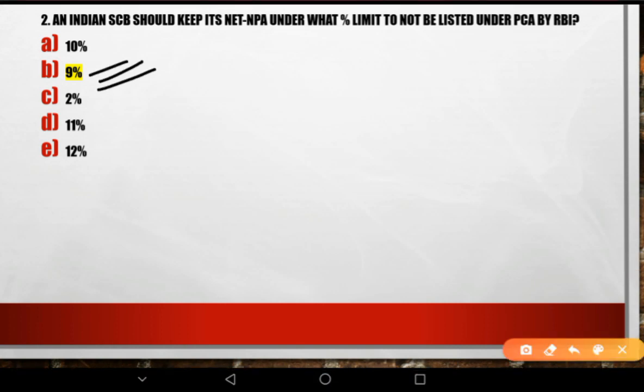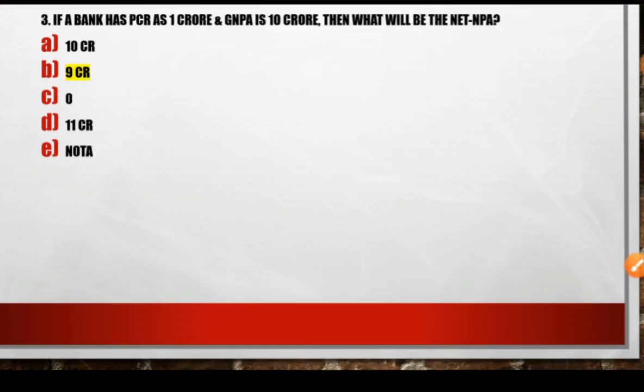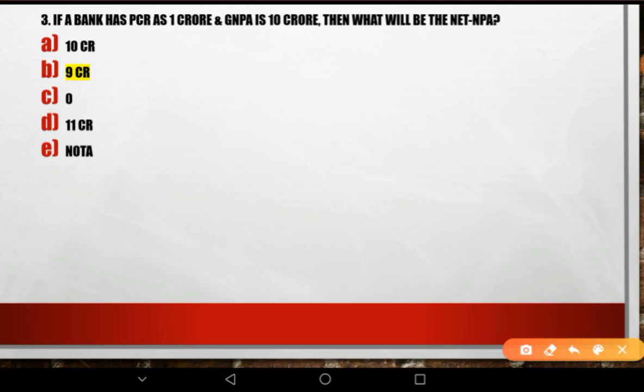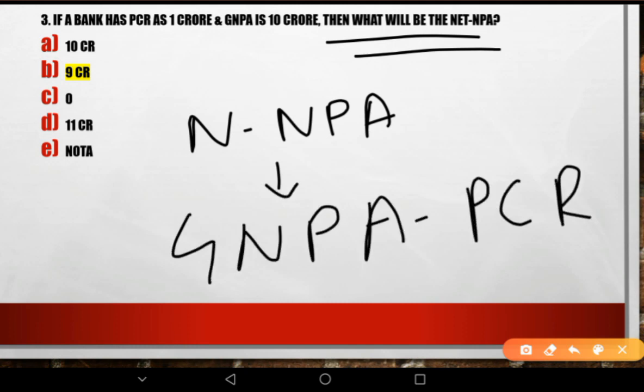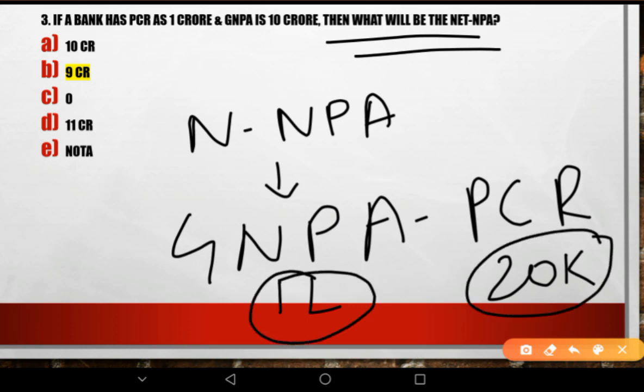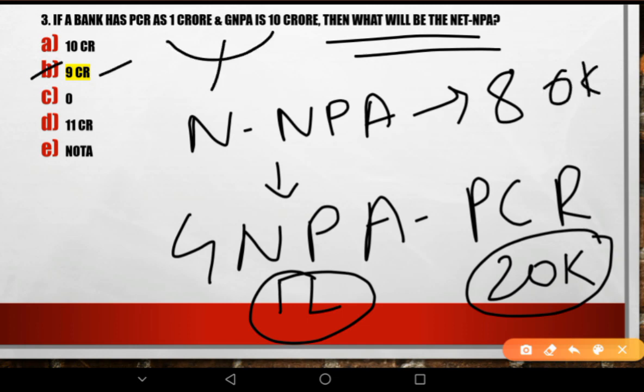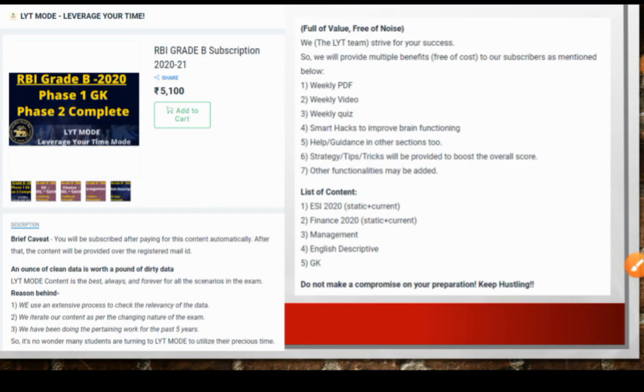So it's 9%. Next question is, if a bank has PCR as 1 crore and GNPA is 10 crore, then what will be the net NPA? So the net NPA is nothing but the difference between GNPA and PCR. Okay, what I have already mentioned to you is that if you are giving your friend, let's say, 1 lakh rupees, and you are keeping 20,000 as PCR because you know that your friend is this honest, then the net NPA will be 80,000. Okay. So in this case, 10 crore minus 1 crore, so it's 9 crore. Very easy question. But initially it was looking so tough. So that's the beauty of economics. If you get a good example, a good insight, then anything is easy, whether it's CRAR, PCR, NPA, net NPA, return on asset, anything.